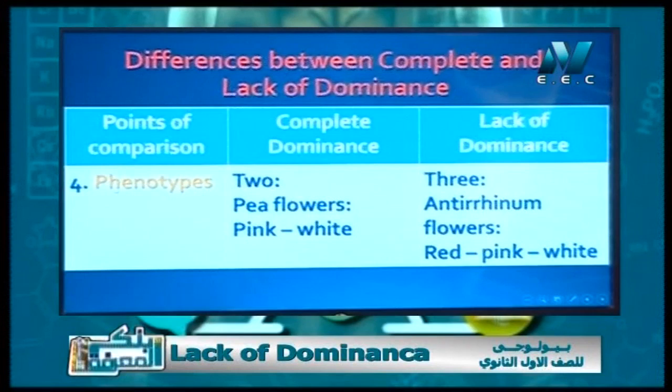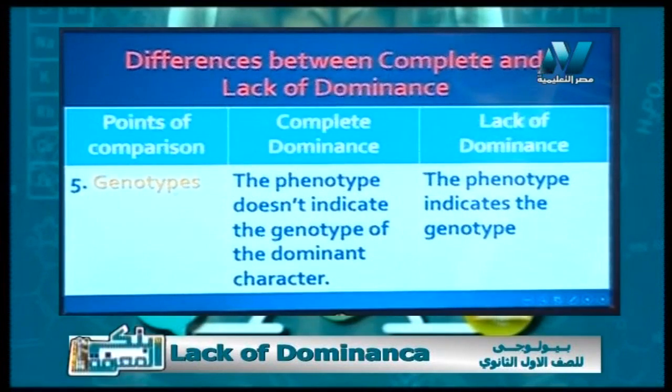Another point of comparison: phenotypes. How many phenotypes do we have in case of complete dominance? Of course, 2. Remember, the pea flowers have pink or white colors. But in case of lack of dominance, as we said in the four o'clock plant, the color of the flower could be red, pink, or white. So the phenotypes in complete dominance are 2, and the phenotypes in lack of dominance are 3. What about the genotypes?